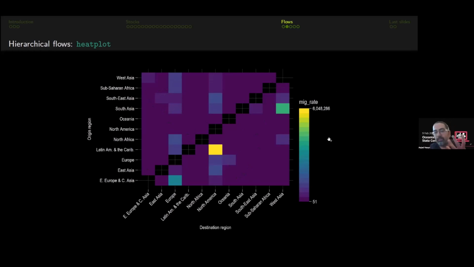So just to give you an idea of how to read this. Latin America and Caribbean is sending a lot of people to North America, for example. Or South Asia is sending a lot of people to West Asia, or East Europe and Central Asia are sending a lot of people to Central or Northern Europe. So again, as expected, these flows exist. So it's mostly global south to global north, but this is one way of visualizing this information.